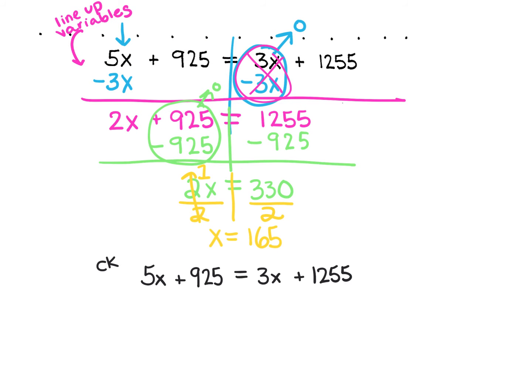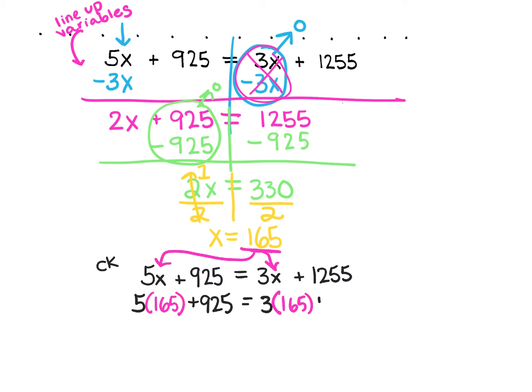We've got to check. So we think x is equal to 165. We are going to substitute in 165 everywhere that we see an x. So this is going to be 5 times 165 plus 925 equals 3 times 165 plus 1255. What we're going to do now, you're going to take the left-hand side of the equation. You're going to plug that into your calculator.